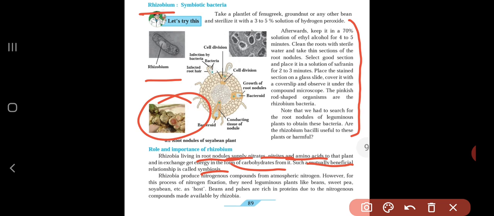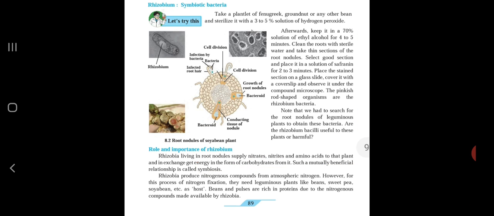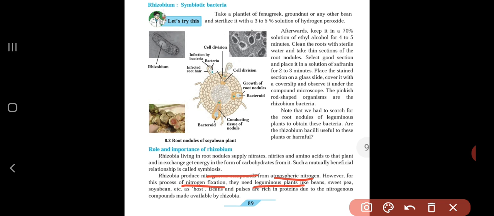Rhizobium gives them nitrates, nitrites and amino acids, and in turn the plants give this rhizobium bacteria carbohydrates as food. So this is a relationship in which both the partners are benefited. It's called a symbiotic relationship. So rhizobia produce nitrogenous compounds from atmospheric nitrogen. For this process of nitrogen fixation, they need leguminous plants like beans, sweet pea, soya bean. These all are leguminous plants.